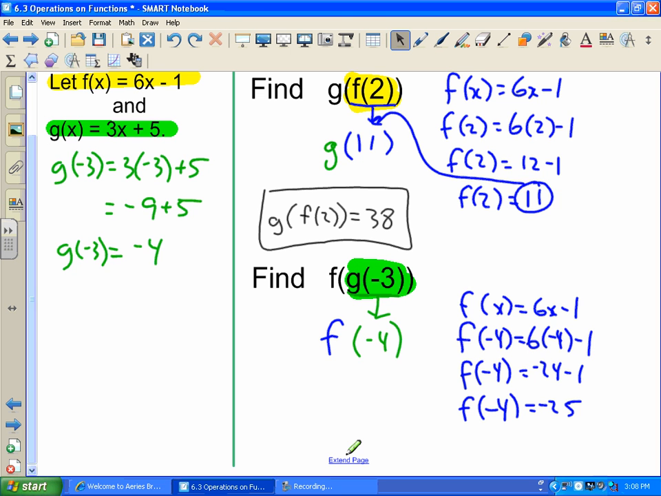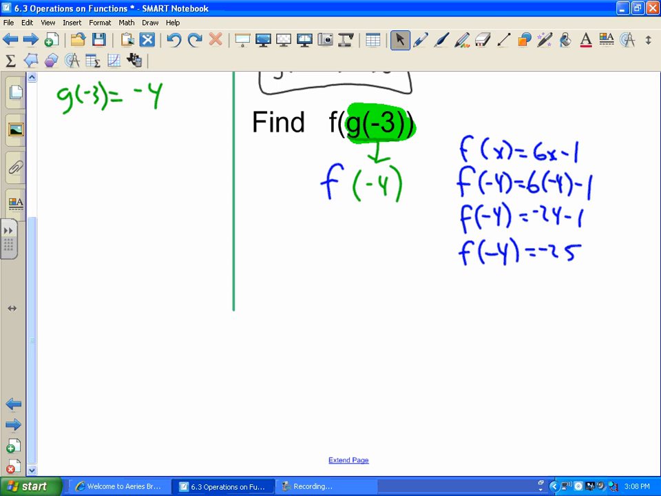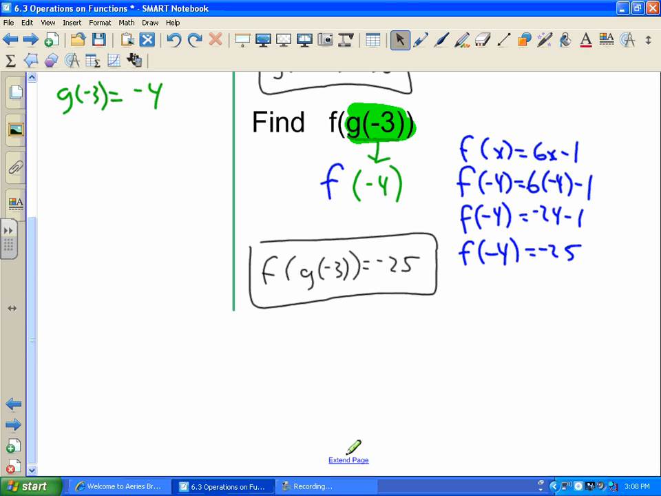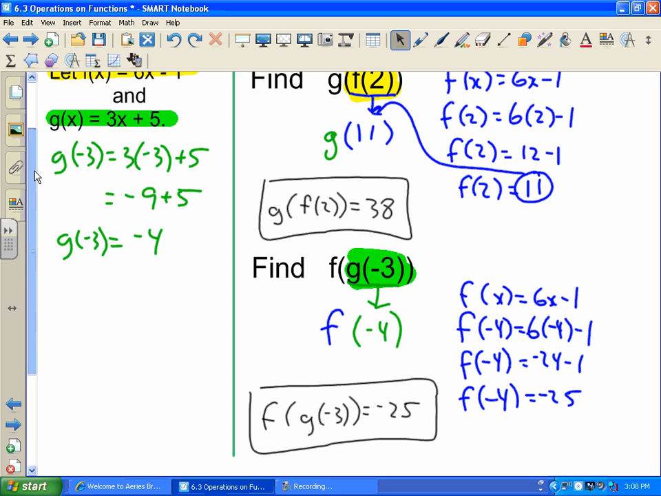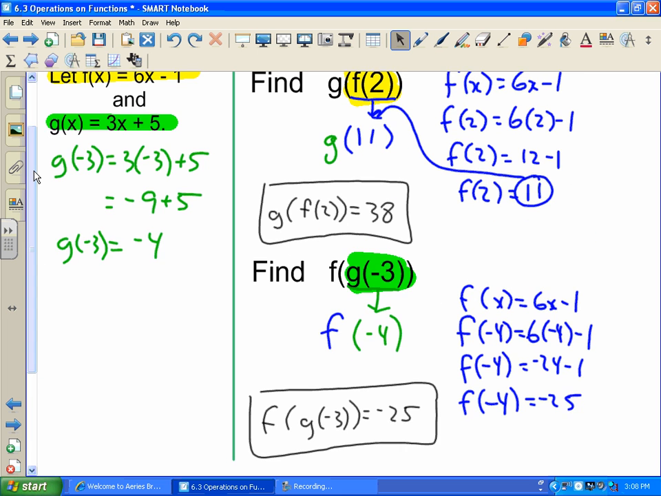So the answer to this composite function, which is f of g of negative 3, is negative 25. And that's what we're looking for. Again, hopefully you see what I'm talking about now. A function within a function: you take the output and put it into the next function.